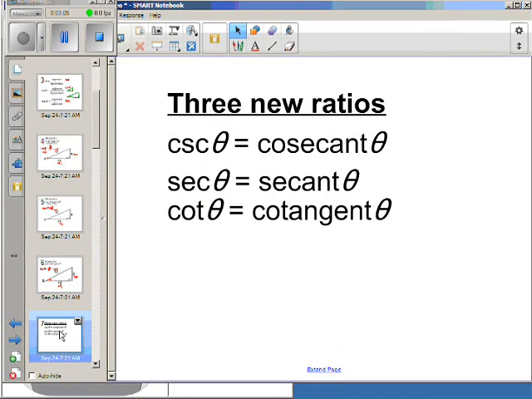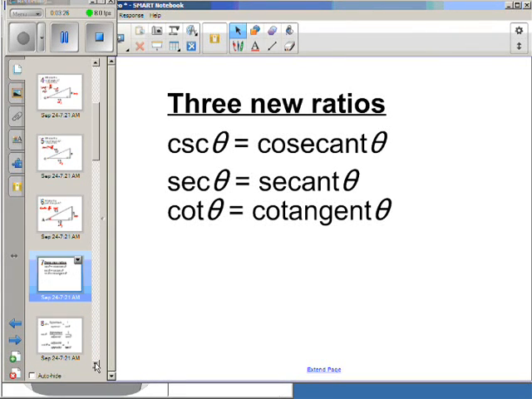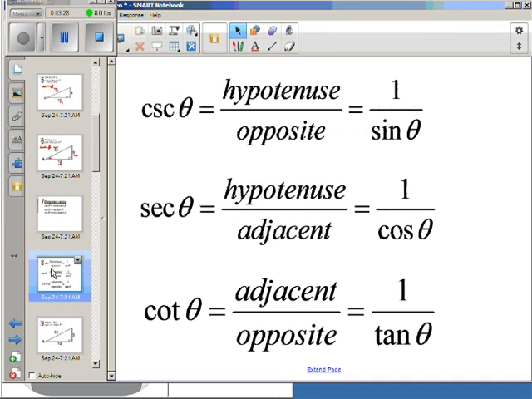So our 3 new ratios. One is called cosecant of theta, and that's abbreviated CSC. You will need to know these abbreviations, but you will also need to know exactly what they mean. So cosecant of theta, secant of theta, and cotangent of theta. So those are our 3 new trig ratios. And so what do they represent?